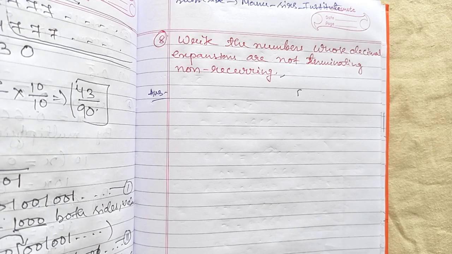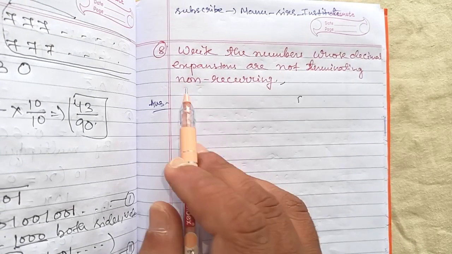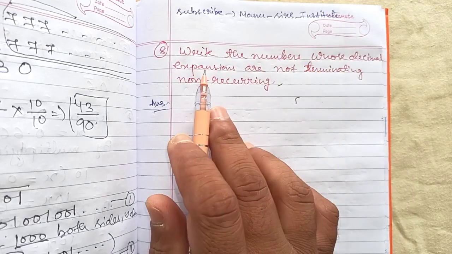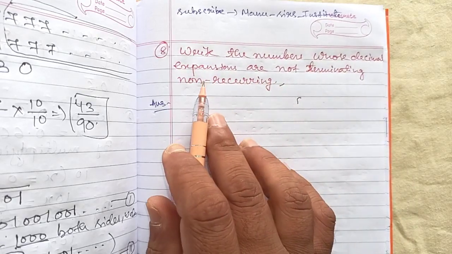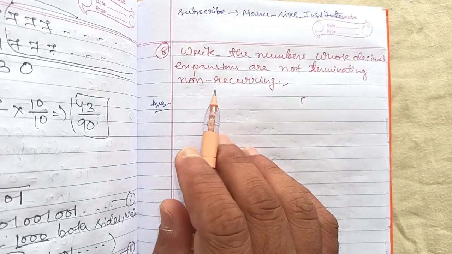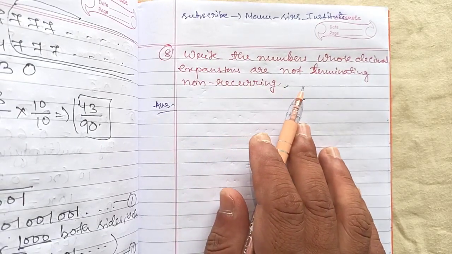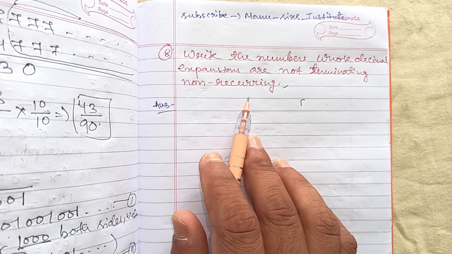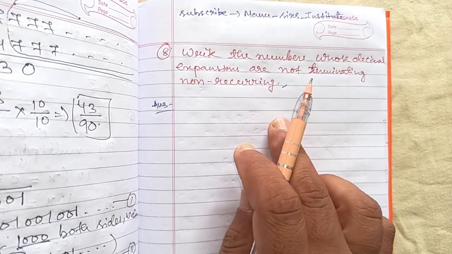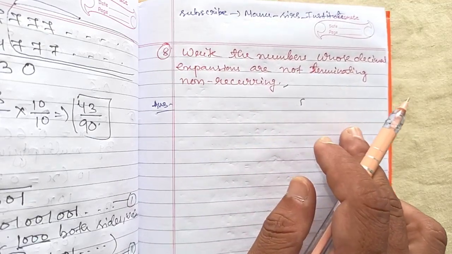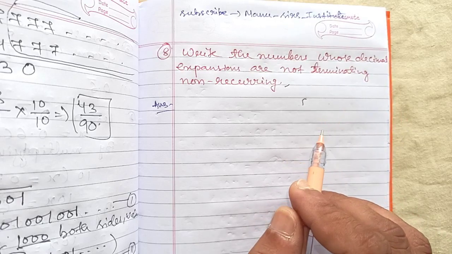Next page. Question number 8. It is given, write the numbers whose decimal expansions are non-terminating and non-recurring. So we have to write a few decimal expansions whose values should not be terminating and should be non-recurring. The decimal expansion in the quotient, whatever we write, should not be repeating.